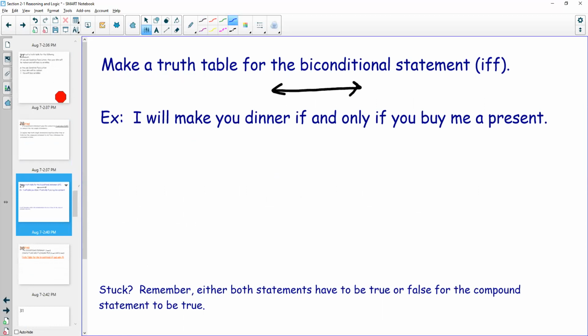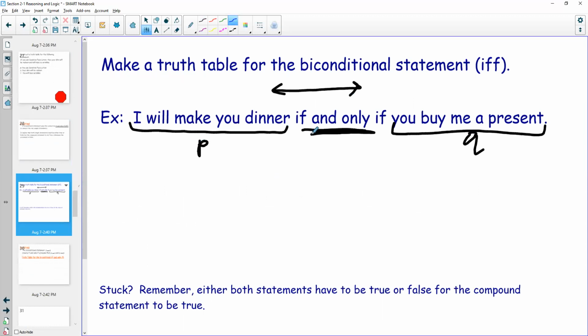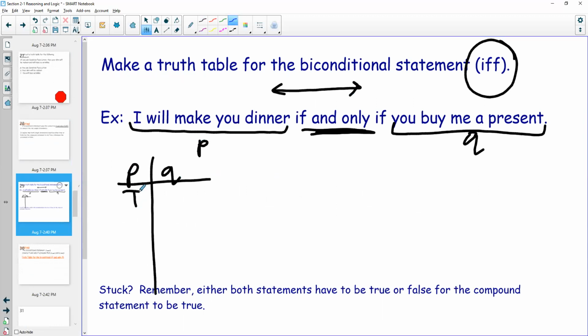So we'll start the same way. Here's my P, I will make you dinner. Or you will buy me a present. If and only if is the biconditional in between. A lot of times you'll see it written as IFF, if and only if. So we start the same way we've been starting with the possibilities. True, true, true, false, false, true, false, false.